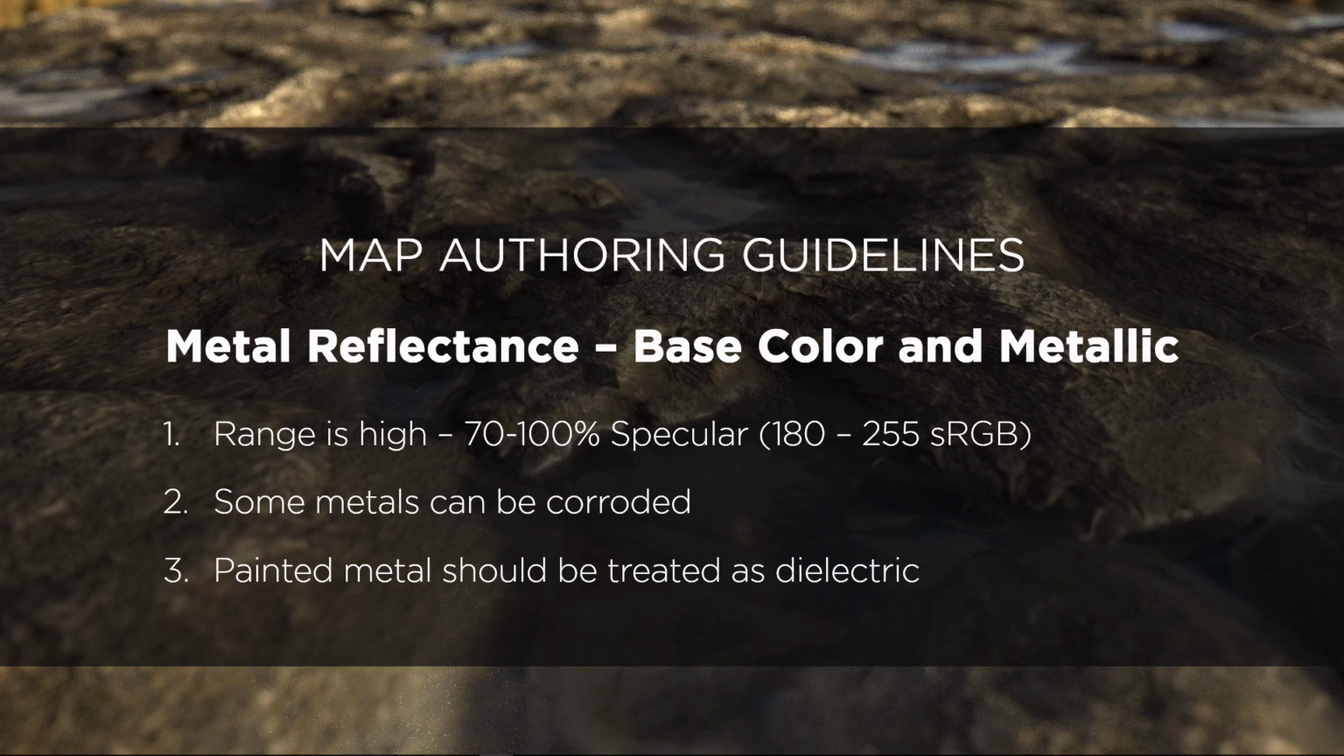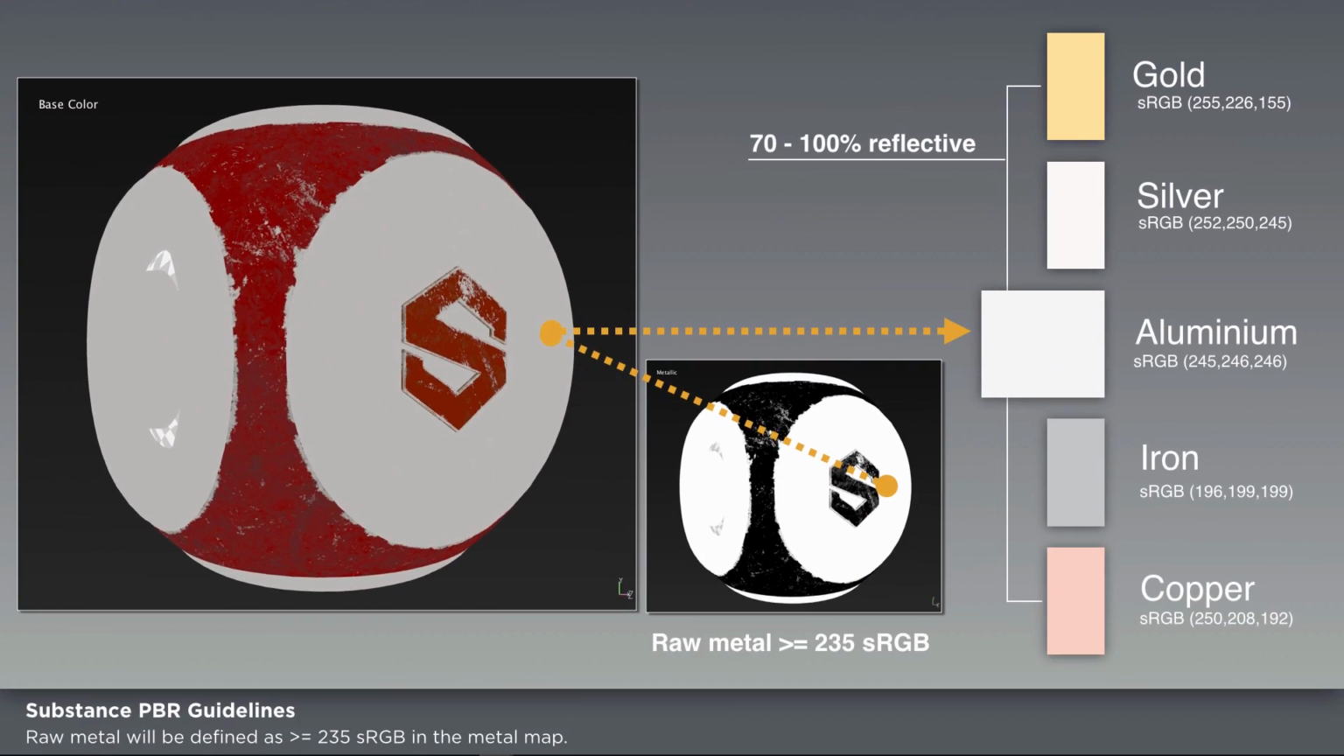Since the metallic map is used as a mask to denote areas of metal and non-metal, we will also discuss the metallic map here as well. The reflectance range for metal is high at 70 to 100% specular. This maps to a range of 180 to 255 sRGB.